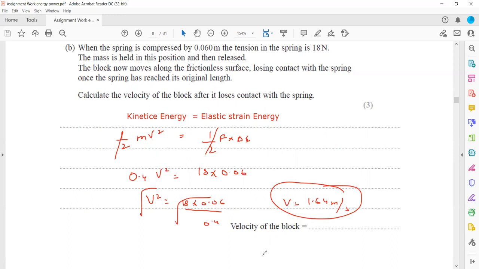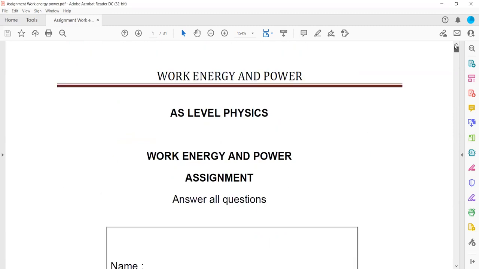So energy transformation is always there. We always use the principle of energy transformation. So these are questions related to the topic work, energy and power. And in the next session we will do more questions related to this topic.